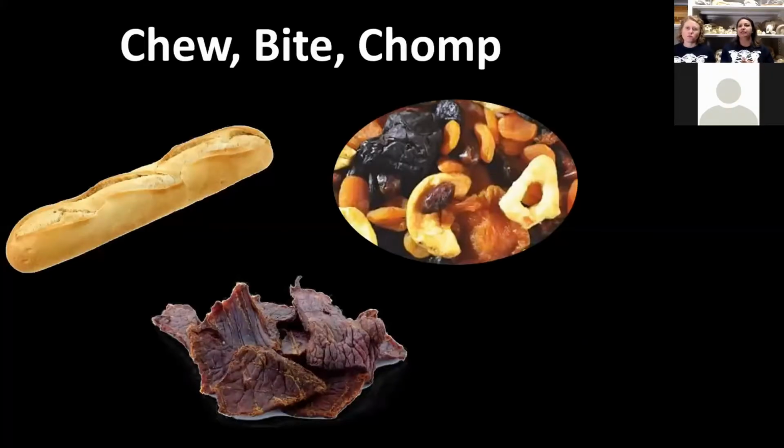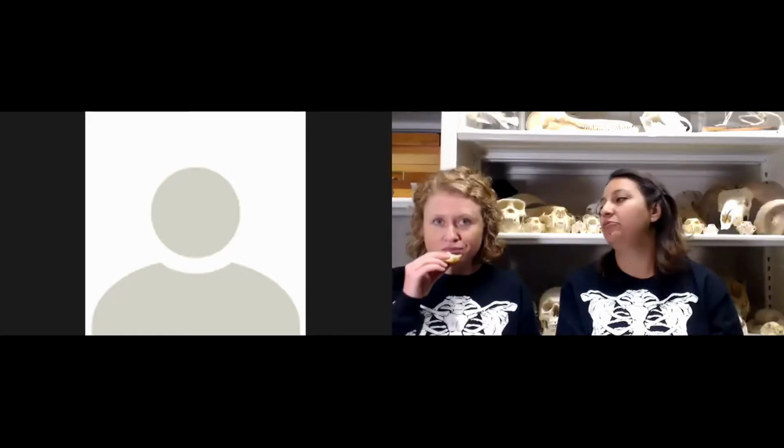All right, so we have one more food item for today, and that is either a piece of baguette, maybe some dried fruit, also maybe some jerky. So go ahead and grab those food items or that food item, and think about first, what tooth or teeth do you think you're going to use first? Okay. Go ahead and take a bite, chew, or chomp into it.